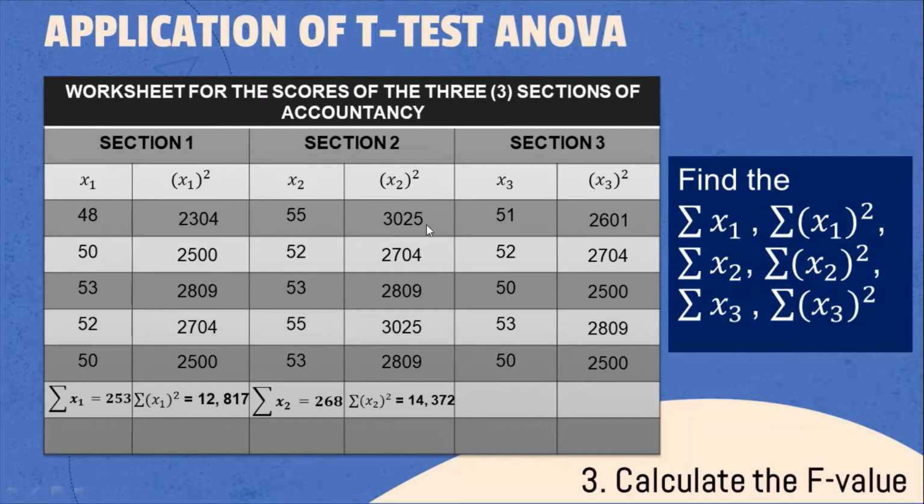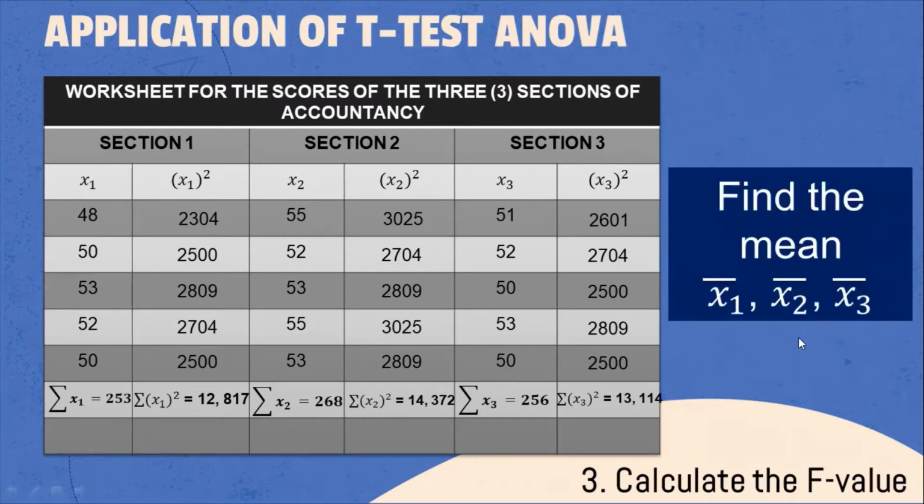Then summation of the square of x sub 2: 3,025 plus 2,704 plus 2,809 plus 3,025 plus 2,809. Summation of the square of x sub 2 is equal to 14,372. Then summation of x sub 3: 51 plus 52 plus 50 plus 53 plus 50. Summation of x sub 3 is equal to 256. Summation of the square of x sub 3: 2,601 plus 2,704 plus 2,500 plus 2,809 plus 2,500. Summation of the square of x sub 3 is equal to 13,114. Those are the values of the summations of x sub 1, x sub 2, and x sub 3, and their squares.